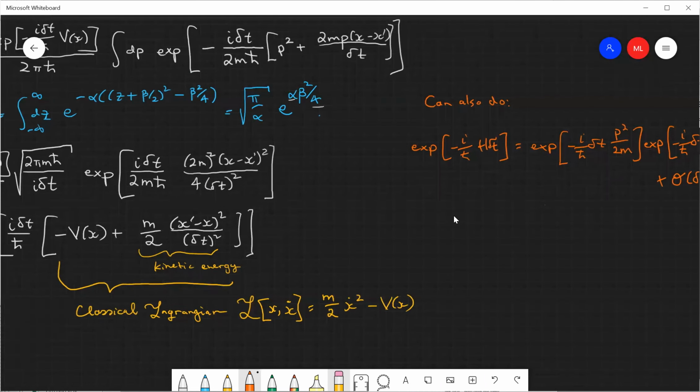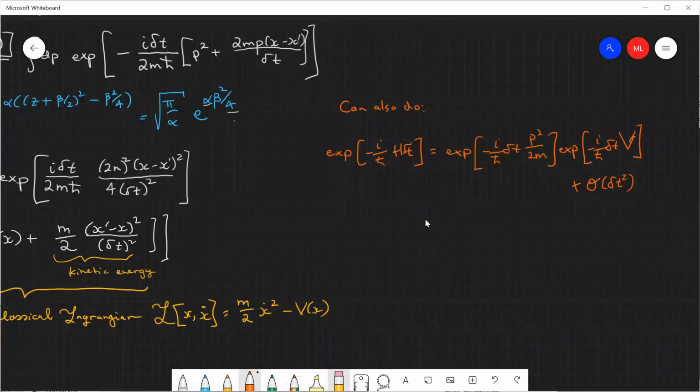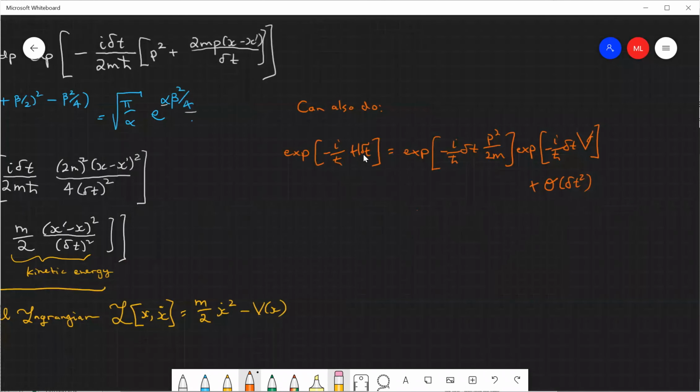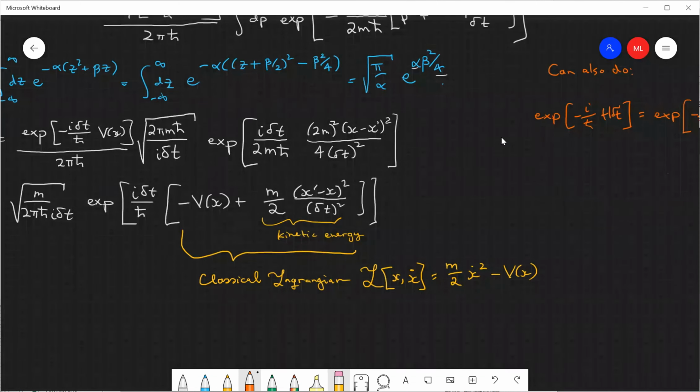I prefer to do it this way, but this also kind of assumes that you know what you're going to get, because what we did was just expand this guy to linear order, and then we re-expanded it to get essentially what you would have gotten if you just expanded out the exponential like this, because now this exponential can act on the momentum eigenstates, this exponential can act on the position eigenstates, and you end up getting the same thing.